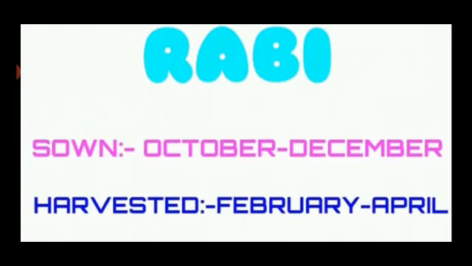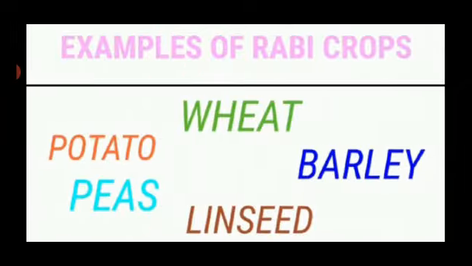Number two, Rabi. Rabi crops are sown at the beginning of the cool season, that is between October to December, and harvested between February and April. So the crops which are grown are wheat, barley, linseed, potato, and peas.